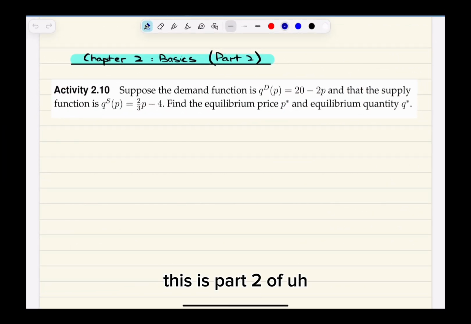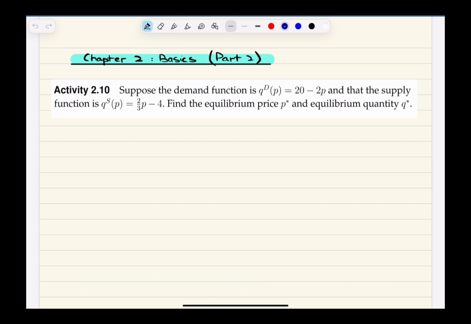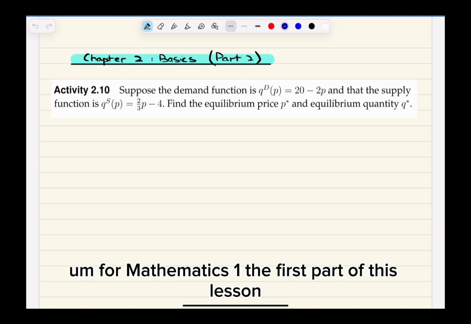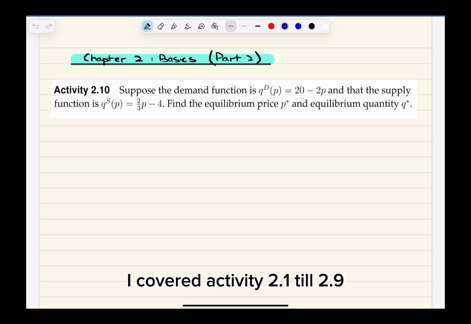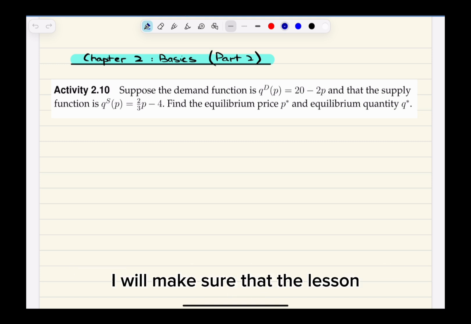This is part 2 of the lecture on chapter 2 called Basics in the EMFSS subject guide for Mathematics 1. In the first part of this lesson, I covered activity 2.1 till 2.9, and we're continuing from where we left off. I will make sure that the lesson stays below 30 minutes.